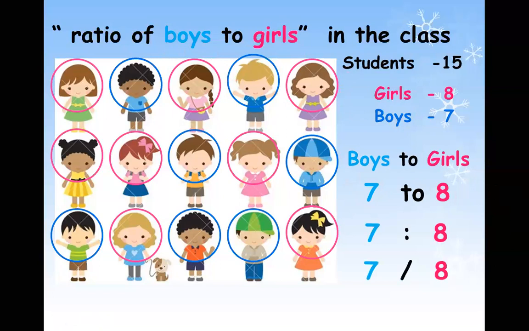These are the 3 kinds of notation we use in ratio. But if you are asked to write the ratio of girls to boys, then girls to boys means you have to write girls first, 8 to 7, 8 over 7, like that. Okay, this is how it comes when you compare ratios.